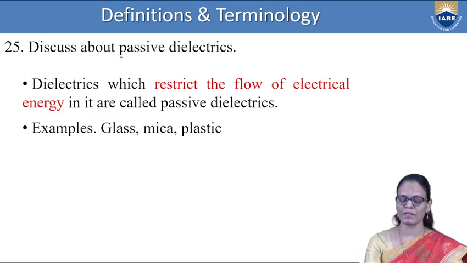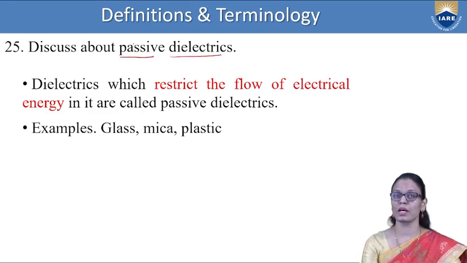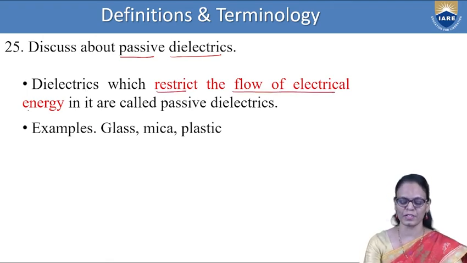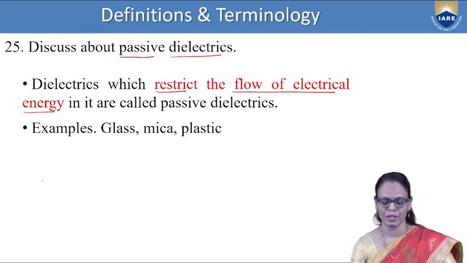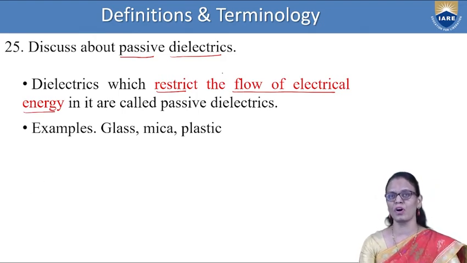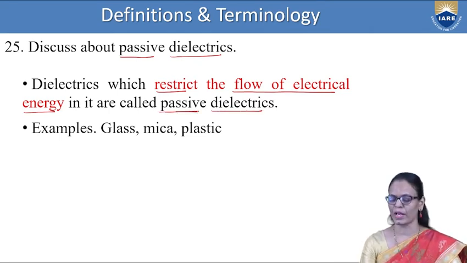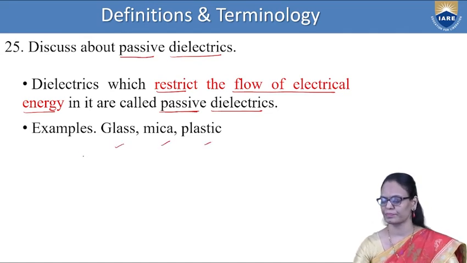Now, what are passive dielectrics? Those dielectrics which restrict the flow of electrical energy. It is exactly the opposite of an active dielectric. They are restricting the flow of electrical energy, so we call them passive dielectrics. Examples: glass, mica, plastic, all these are passive.